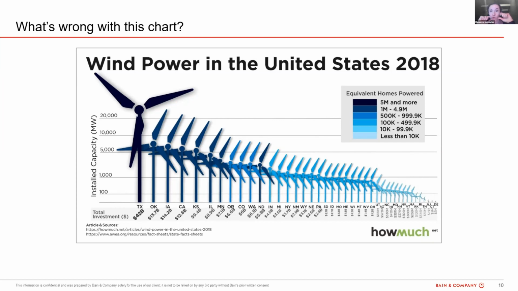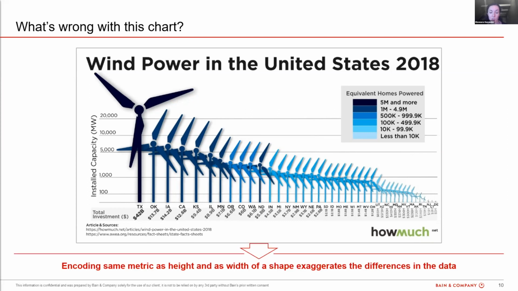And then if you had 2 shapes, one twice taller than another one, the same would happen with width. And as a result, the area would be 4 times larger than the other one. So the magnitude of difference is exaggerated. Yeah, the scale is not correct. So here we encoded the same metric as height and as the width of the shapes. And as a result, the differences were exaggerated.